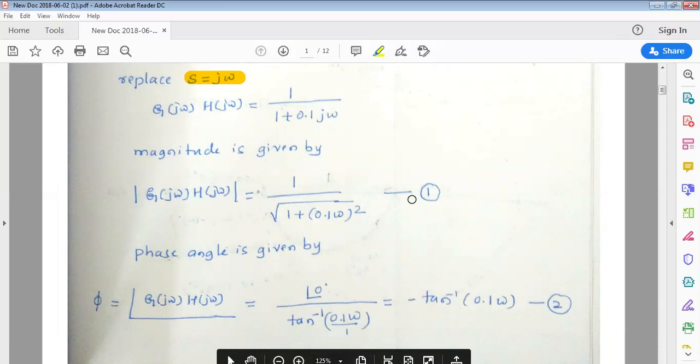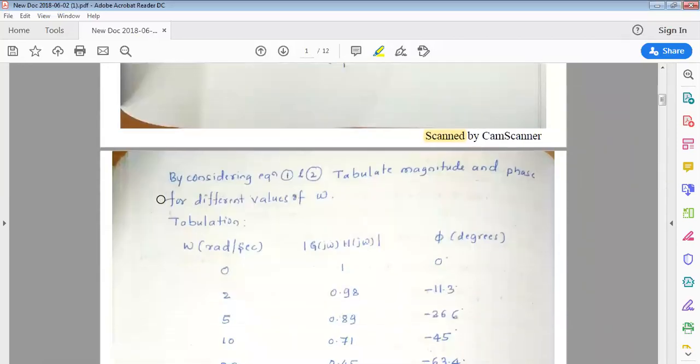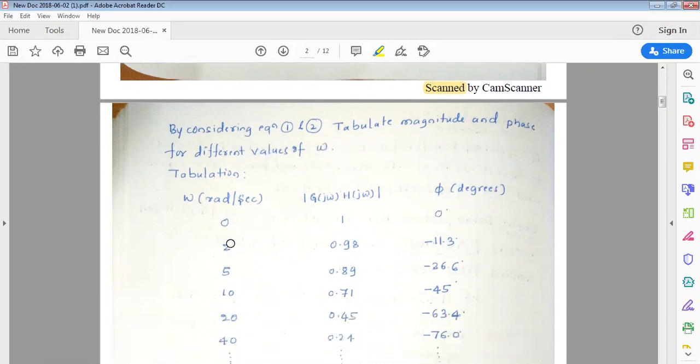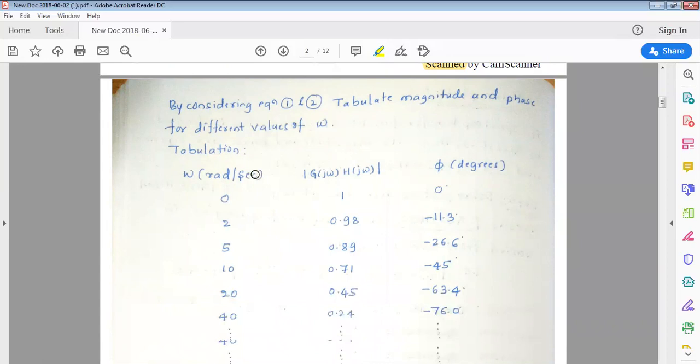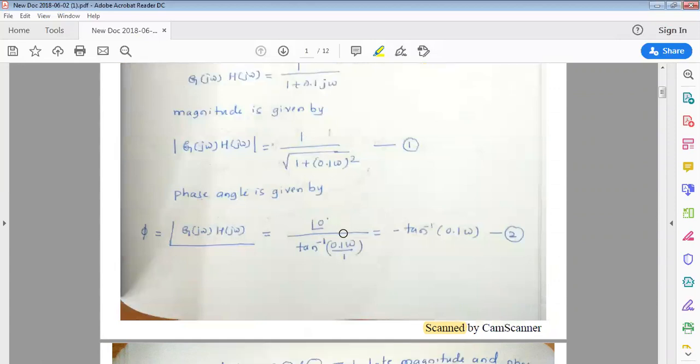With the help of equations 1 and 2, you can easily draw the polar plot. Let us see how exactly. By considering these equations 1 and 2, tabulate the magnitude and phase for different values of omega. Omega has to be varied from 0 to infinity, in radians per second. The magnitude column is the magnitude of G(j omega)H(j omega), and phi is the angle in degrees. So vary omega in equations 1 and 2 to get the magnitude as well as the angle.